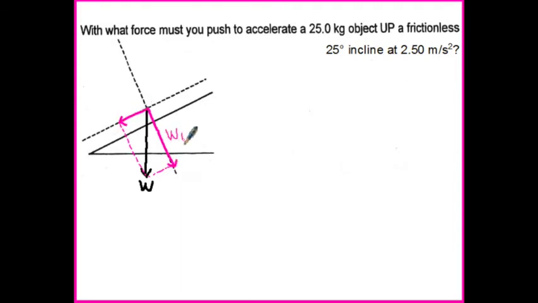So I've got the weight perpendicular to the plane. I have the component of weight parallel to the plane. The normal force is equal to the weight perpendicular. There is no friction. And if I'm pushing and accelerating up, you must be pushing up. So my applied force is up the ramp, and it must be bigger.